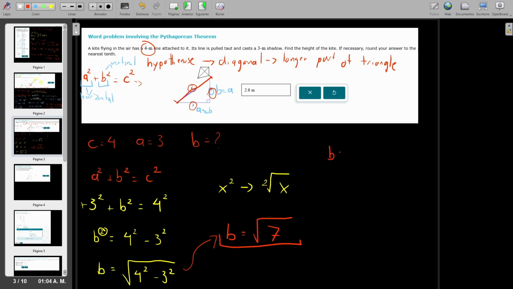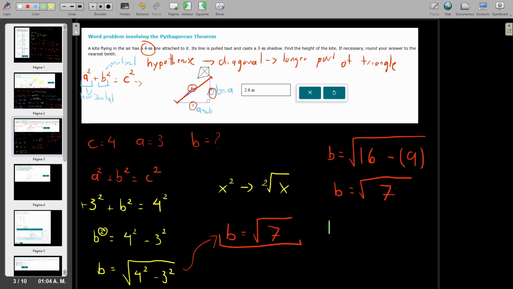Remember that I explained this part? I made a little mistake. I could say a rookie mistake, because this calculation is this one minus this one, which is going to be 9. So which is this result? 16 minus 9 is going to be 7. So B is the square root of 7.